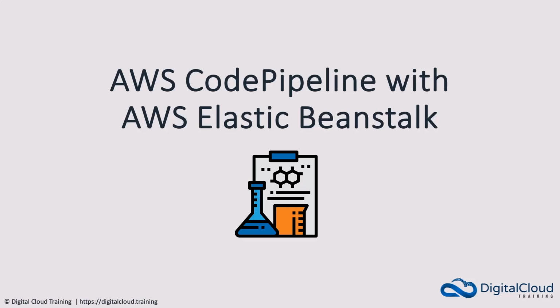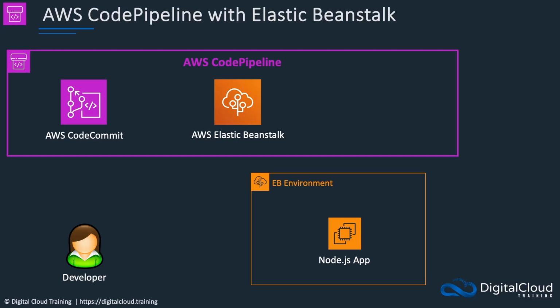Hey guys, in this lesson we're going to deploy some updates to our Elastic Beanstalk environment using a code pipeline. So we're going to create a code pipeline, we're going to use AWS CodeCommit, and then we're going to deploy through to AWS Elastic Beanstalk.